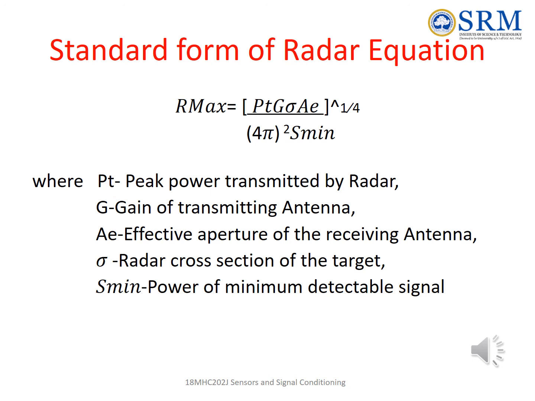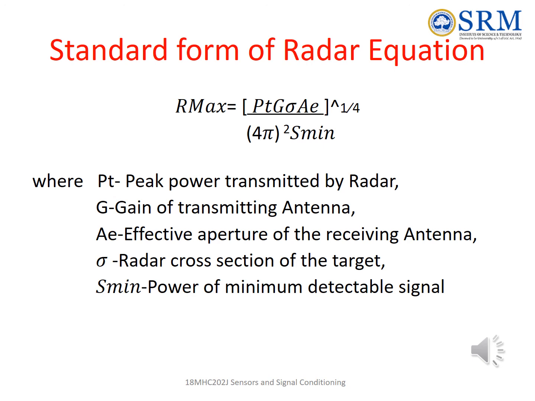The general radar equation is R max equal to (Pt G sigma Ae divided by 4 pi squared into S min) whole to the power 1 by 4. Here Pt represents the peak power transmitted by radar, G is the gain of transmitting antenna, Ae is the effective aperture of the receiving antenna, sigma is the radar cross section of the target, and S minimum is the power of minimum detectable signal.